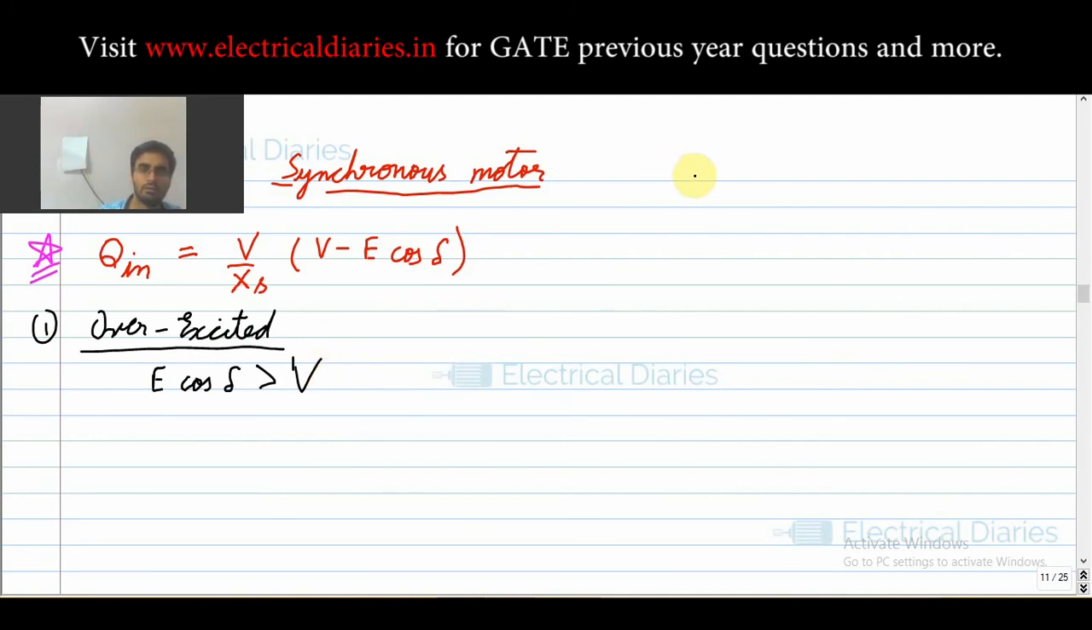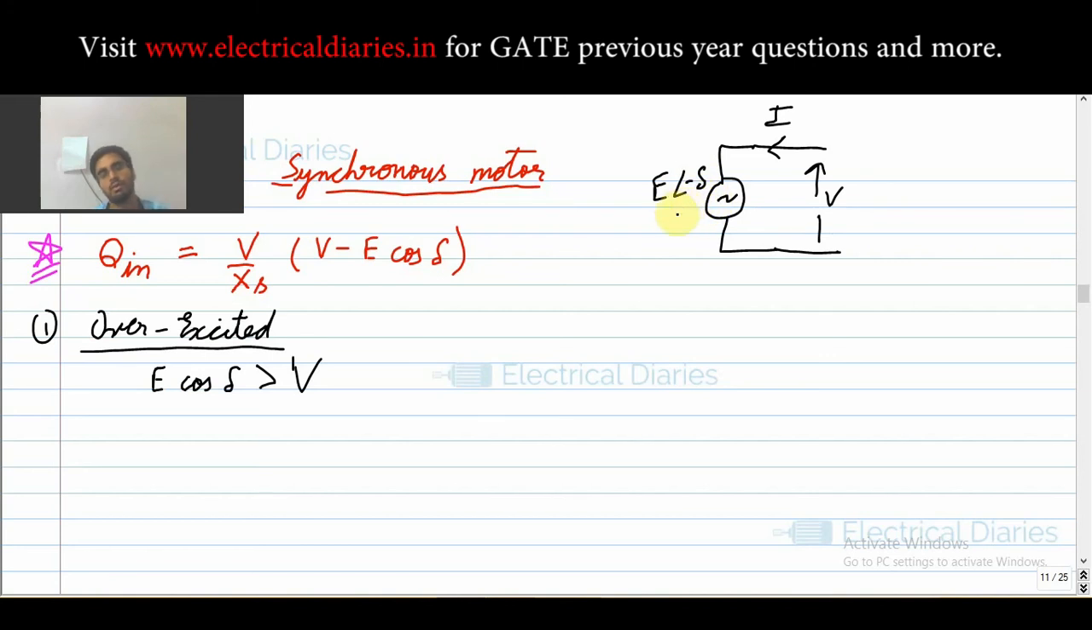Just as a reminder, the equivalent circuit for a motor can be written in this fashion. This is your terminal voltage V, it is supplying some current I, and this is E. You just have to remember, in the case of a motor, it is always E at an angle minus delta, and we assume V at an angle 0. Xs is the synchronous reactance. This is a very approximate equivalent circuit for a motor, and this is your Xs. This is the circuit that we are considering.